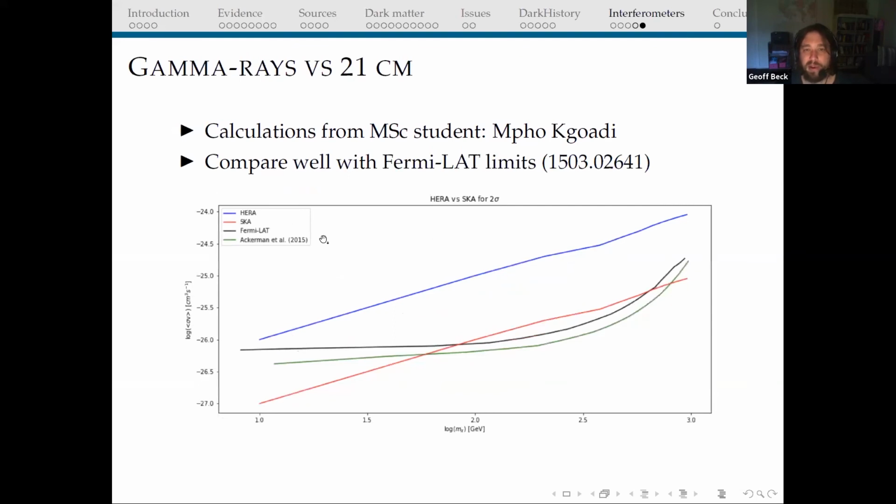Finally, we can compare to gamma ray studies, and the SKA compares very favorably to existing Fermi dwarf limits. So that's very nice because the gamma rays are an extremely clean measure and they're often the sort of gold standard in this kind of indirect detection. So it's very promising that we can compete with them.